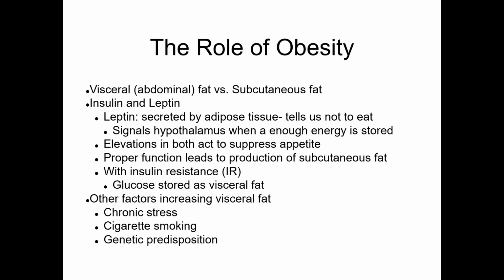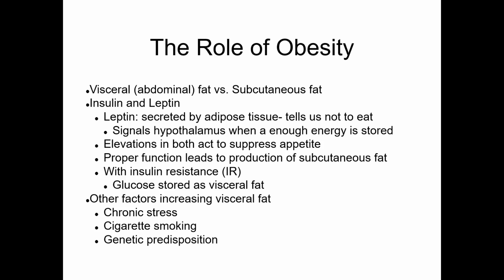Leptin is secreted by adipose tissue and it tells us not to eat. It signals the hypothalamus when enough energy is stored. Proper function leads to the production of subcutaneous fat, but with insulin resistance, glucose is then stored as visceral fat.